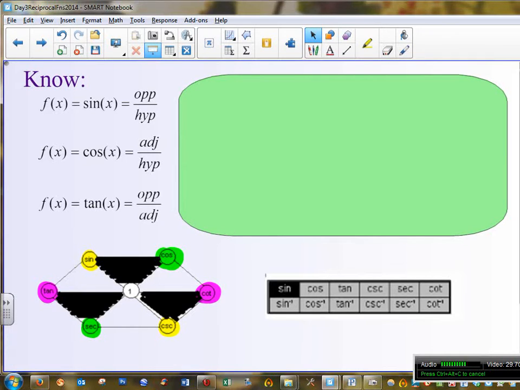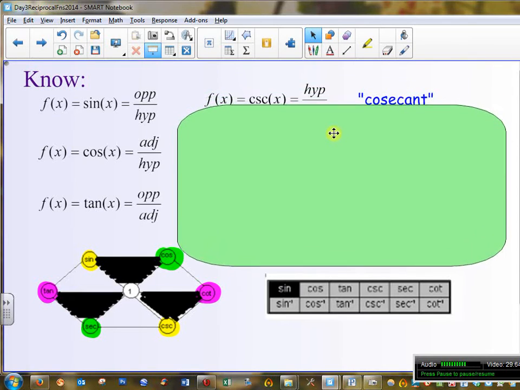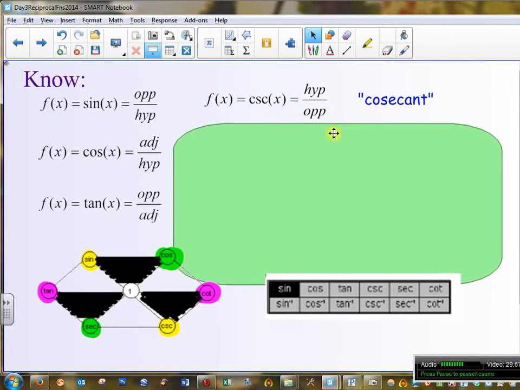As far as the words are concerned, sine is opposite over hypotenuse, cosine is adjacent over hypotenuse, tangent is opposite over adjacent. And now let's introduce a new reciprocal function for each one of these. If you take a look at sine and you want its reciprocal function, you'll be coming up with a new function called the cosecant function. It's pronounced cosecant, but we abbreviate it CSC.